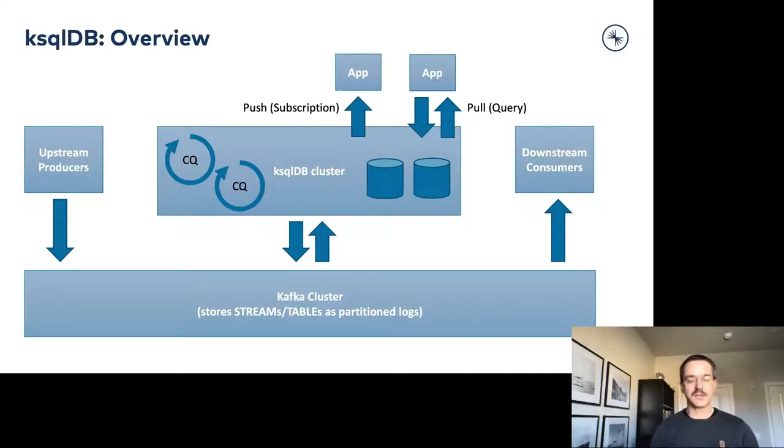So going back to the streaming ETL pipeline, you might have some upstream database where you do change data capture, pipe everything into Kafka, then use ksqlDB to crunch and modify your data, write it back, and then use another downstream consumer to pipe it into a data warehouse. That would be a classic ksqlDB application.